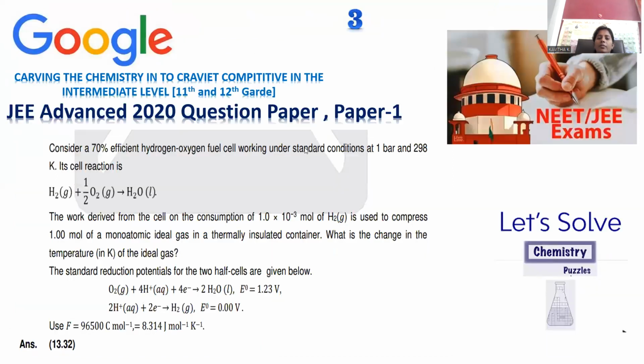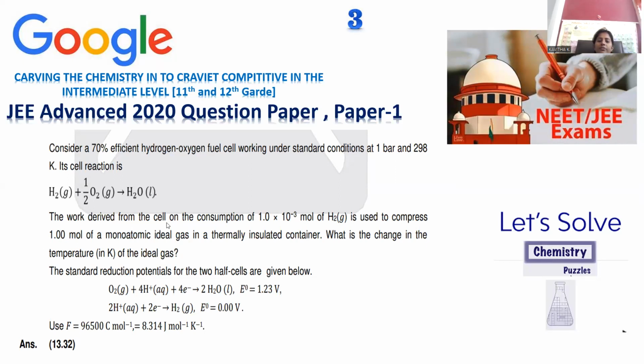Move on to question number 3. Question number 3 is a problem from the fuel cell, so it is an electrochemistry related question. Consider a 70% efficient hydrogen oxygen fuel cell working under standard conditions. Standard conditions denote 1 bar pressure and 298 Kelvin temperature. Its cell reaction is hydrogen gas plus half O2 gas gives water as a liquid. This is a simple hydrogen oxygen reaction giving water as a product, and the hydrogen oxygen fuel cell works based on this kind of redox reaction.